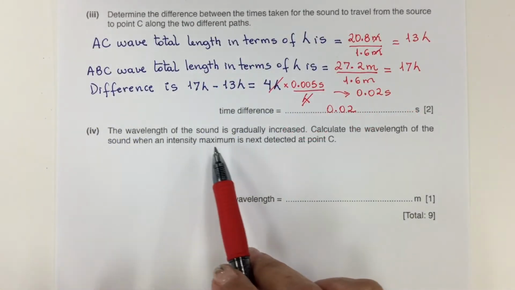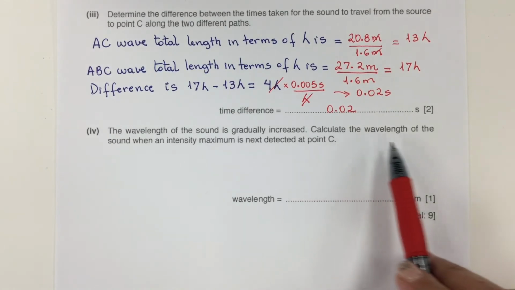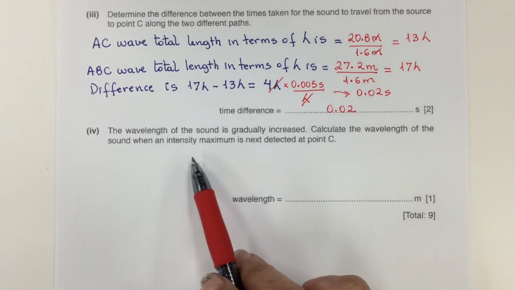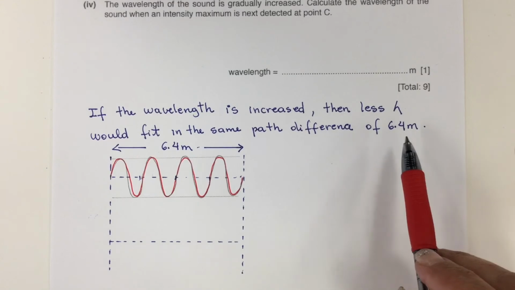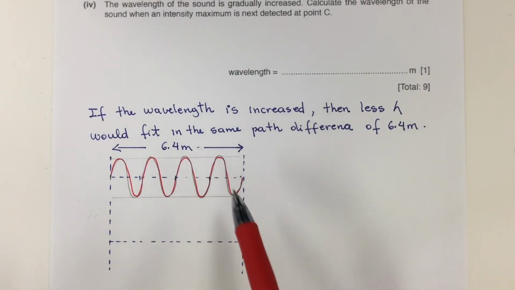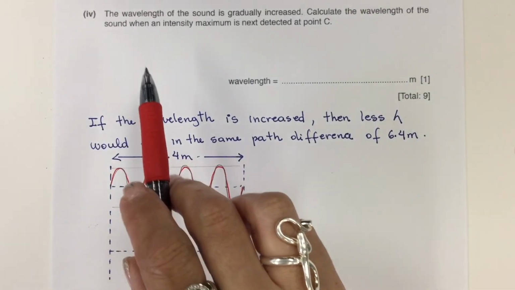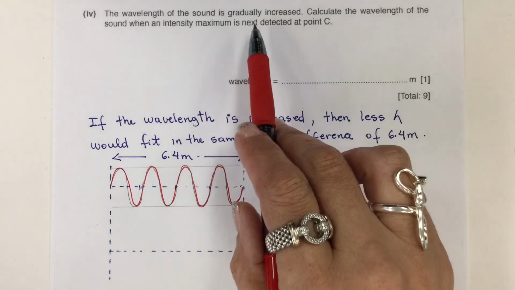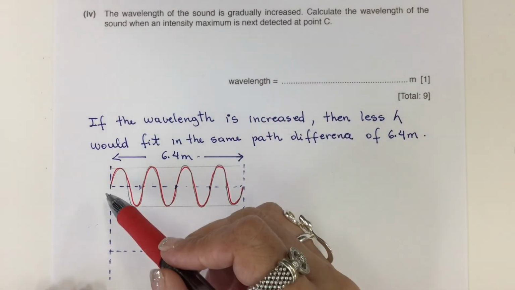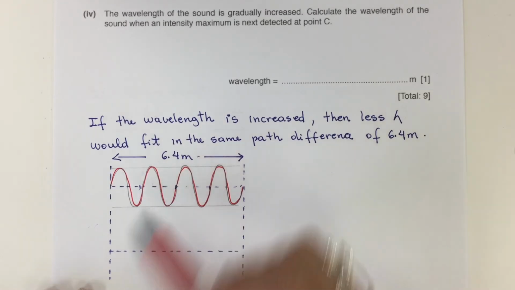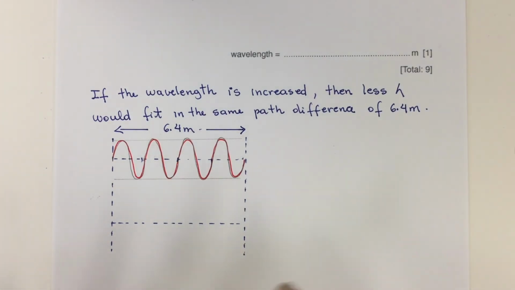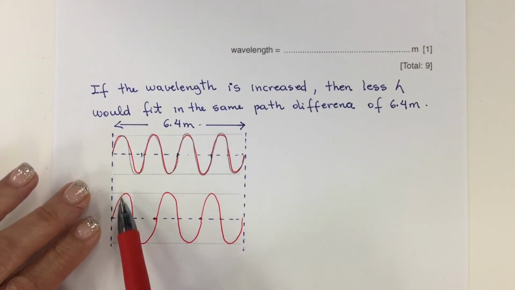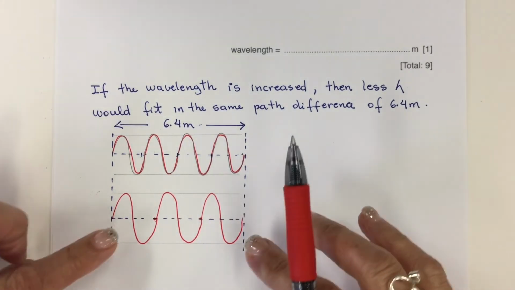Last question, the wavelength of the sound is gradually increased. Calculate the wavelength of the sound when an intensity maximum is next detected at point C. With the path difference of 6.4 meter, I can fit 1, 2, 3, 4 wavelengths in this space. Now the question is saying that the wavelength of the sound now has increased, which means that the wavelength is longer. So we'll fit less wavelength in the same space. To illustrate this, let me use 3 wavelengths, which is less than 4. As you see, with the increase of the wavelength of sound, we'll fit less in the same space.